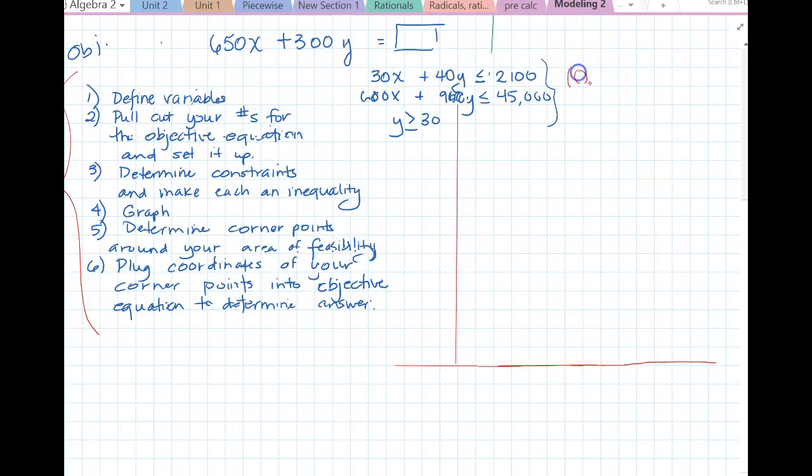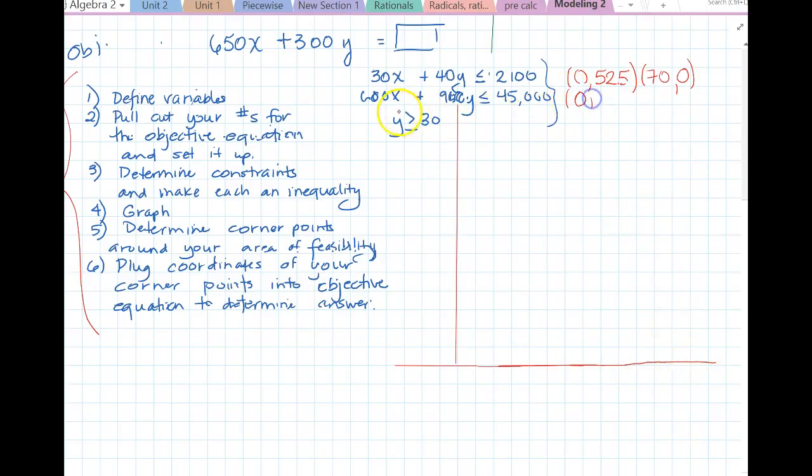If I put 0 in for x, then I get, I think, 52.5. I did this earlier, I hope that's right. 52.5 for the y. And if I put 0 in for the y, then I get 70 for the x. So I know that my y needs to go as high as 52, and this needs to go to 70, but now let's do this one.